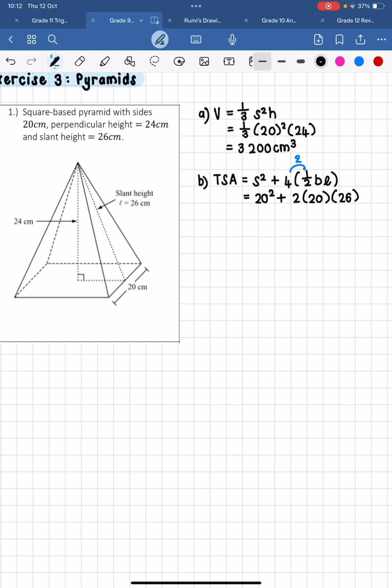Again, you might have to calculate that using Pythagoras at some point if it wasn't given. All right, what is this value? Let's see. 1,440 centimeters squared. Okay, any questions, guys?